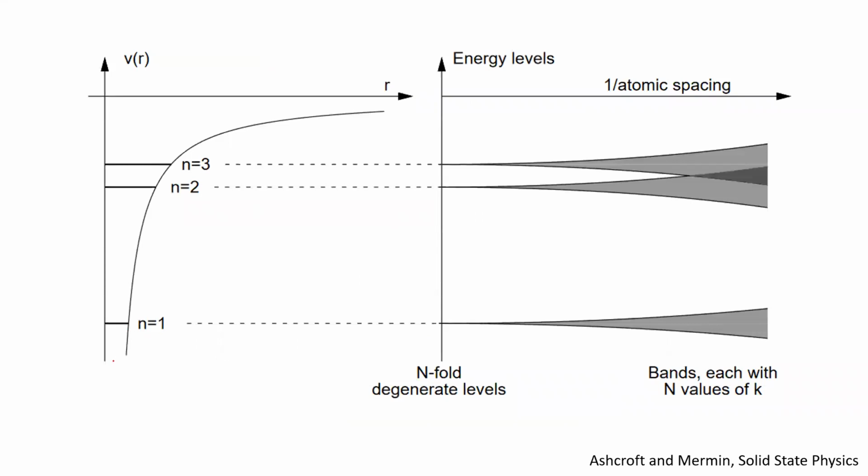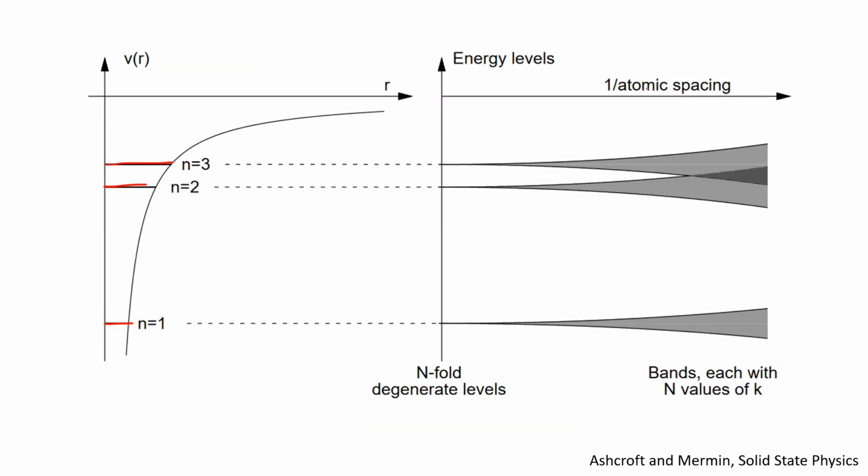If we come to this particular point, let's say that we have an atom whose energy levels are n equal to 1, n equal to 2, and n equal to 3. And if we have a linear chain of n atoms, obviously we will have n degenerate energy levels.